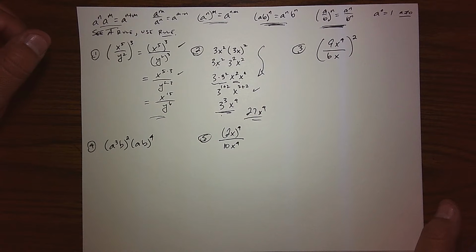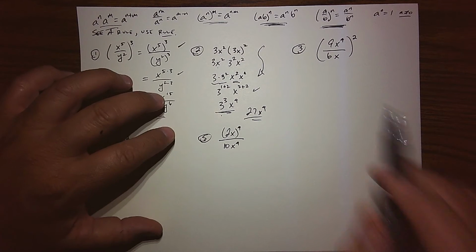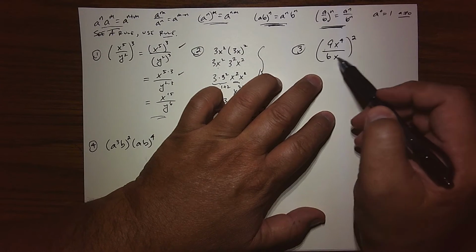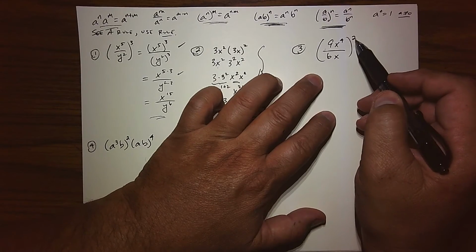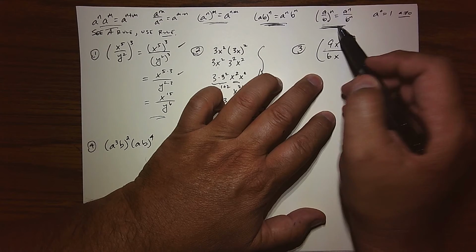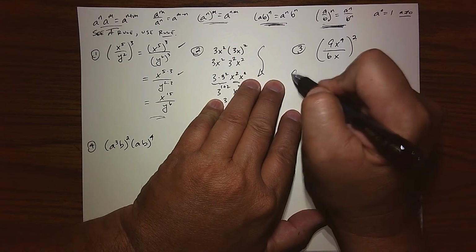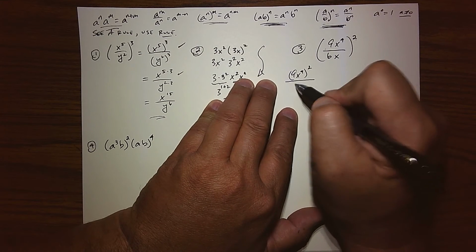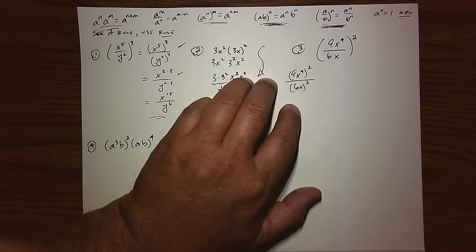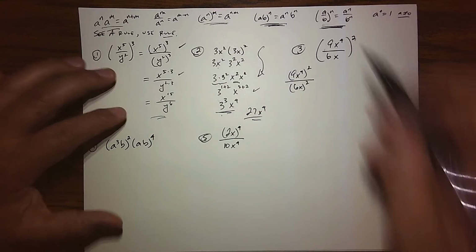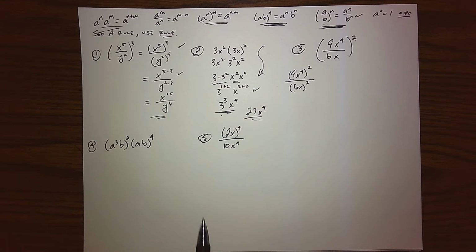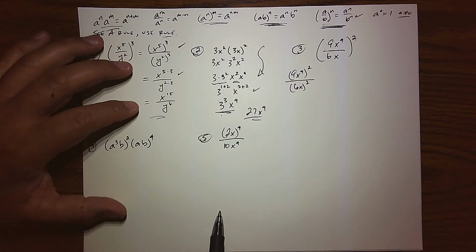So in the next one, we have a lot going on. But again, what I initially see at the very beginning is a quotient being raised to a power. So there's my power of a quotient. So I see this as we're going to take the top and raise it to the 2nd power, and we're going to take the bottom and raise it to the 2nd power. So that's what that rule says. Both the numerator and the denominator get hit by that power.